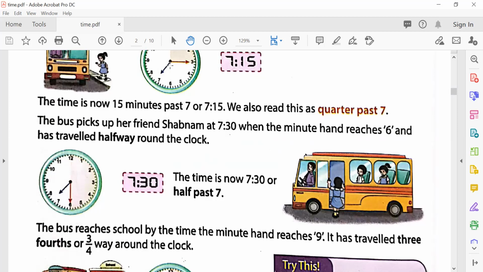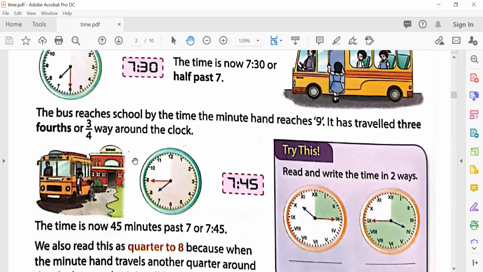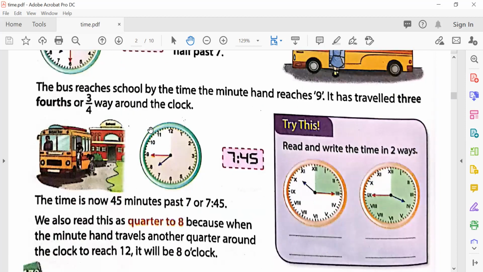You have to concentrate, otherwise you will not understand. Look here. This is quarter past 7. This is 7:15. And now what is this? Quarter to 8. It will take 15 minutes to become 8 o'clock. So now the time is quarter to 8.